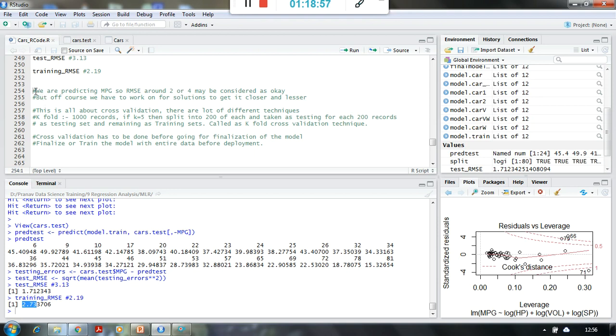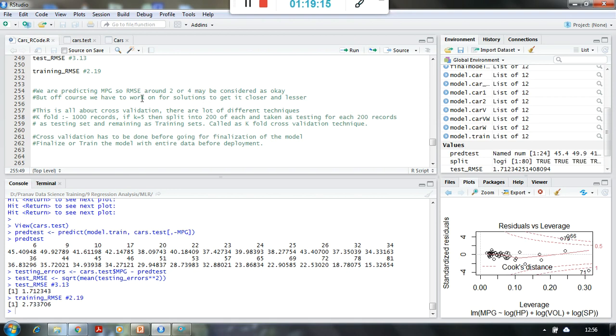All right, so we are predicting MPG in this particular business problem. So RMSE around 2 to 4. In this example, it is somewhere in between 1.5 and 3. Okay, maybe it can be considered okay.